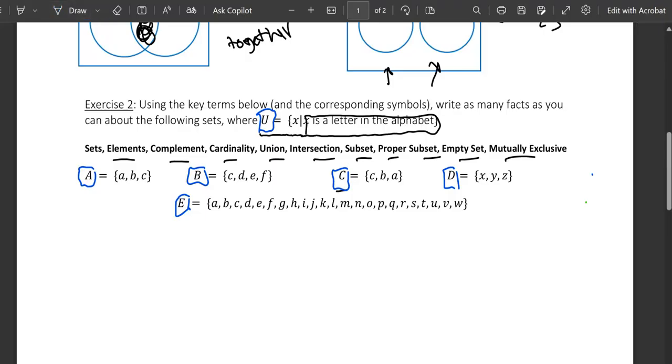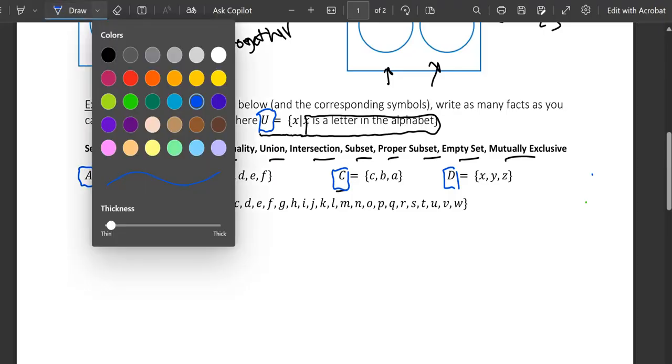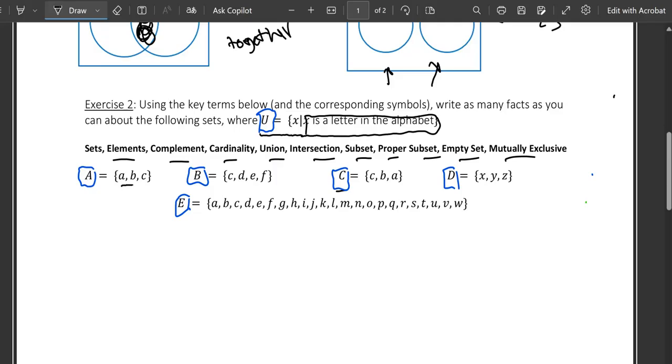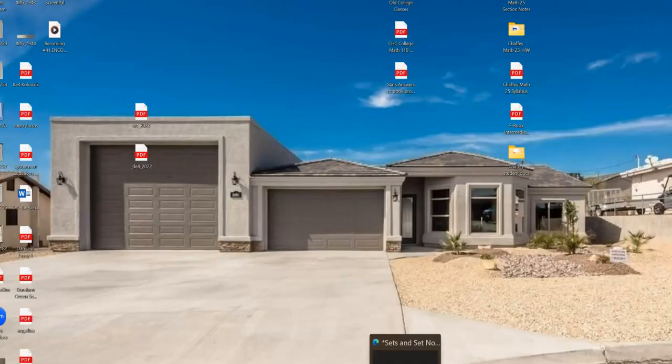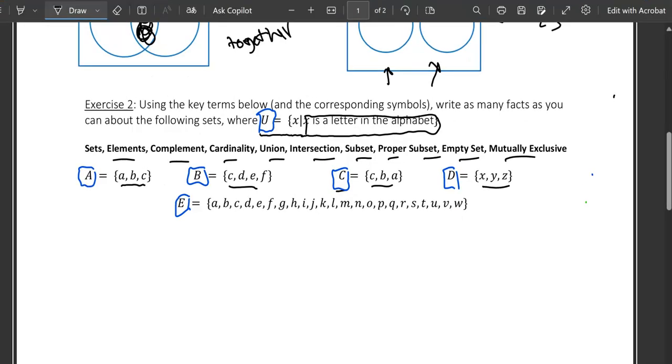And then, I could change my color. These are the elements within set A. These are the elements within sets B, C, and D. So let's start with some here. Let's start with intersection. Some of them I like to start with, not always in order.